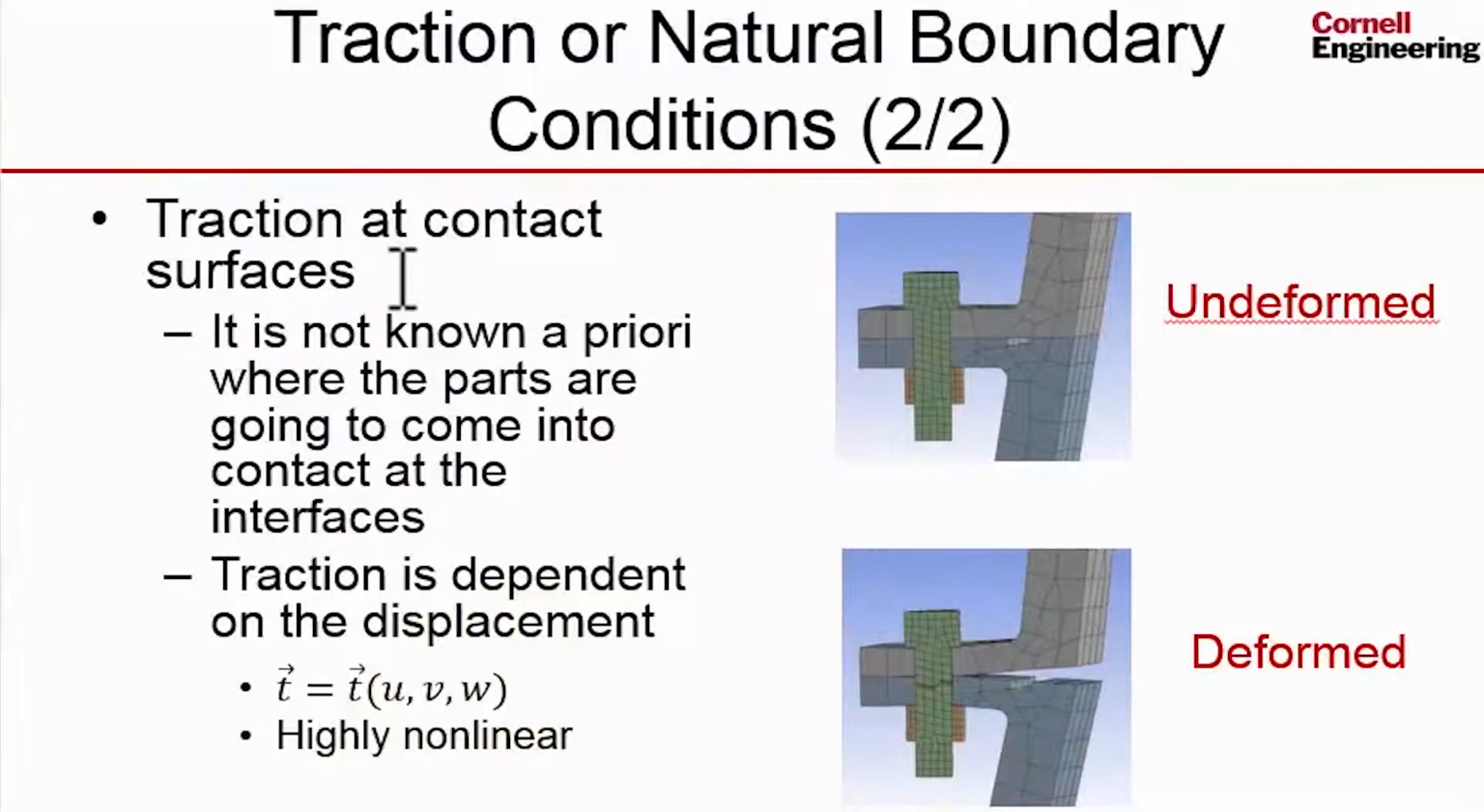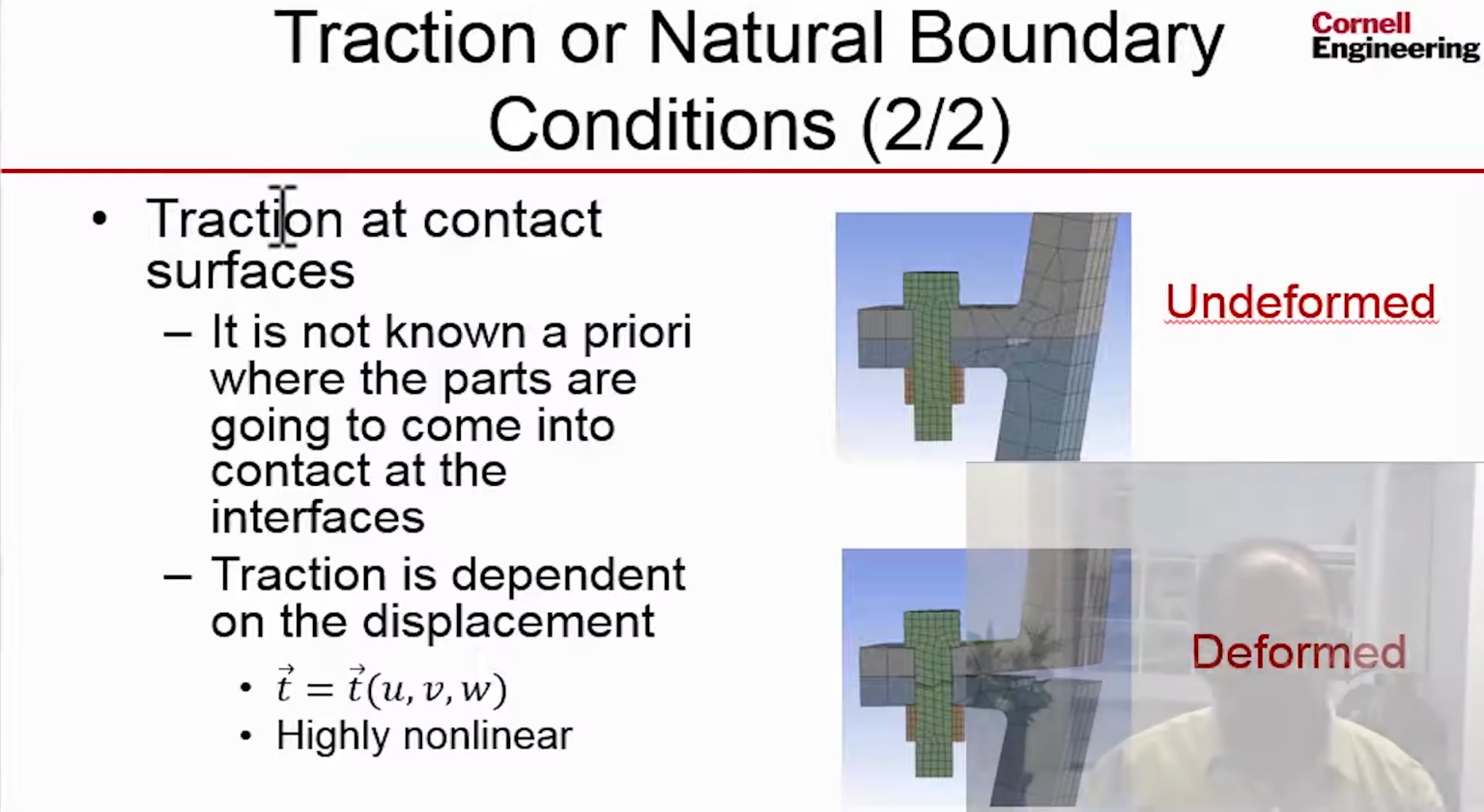The last part of the boundary condition specification is to specify the contact surfaces. I need to specify the contact surfaces. That is where the parts can come into contact, and then the solver is going to use that information to determine the traction at the interfaces between the parts.